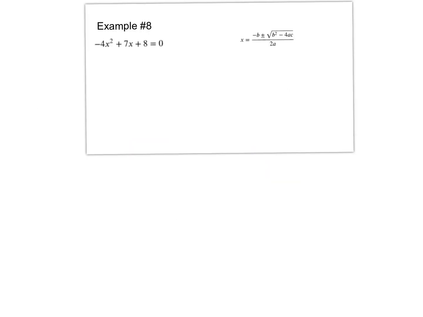All right, so let's take a look at this one here. First thing we do, make sure one side's 0. Remember, if it's not, you need to make that happen in order to use the quadratic formula. All right, so let's go get our ABCs. So here's my A. Here's my B. Here's my C. All right, so let's fill in our formula.